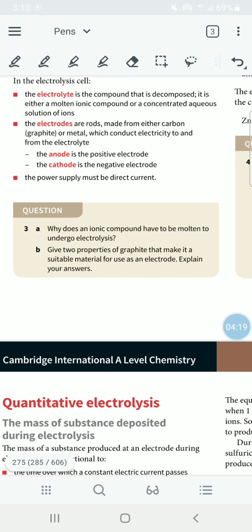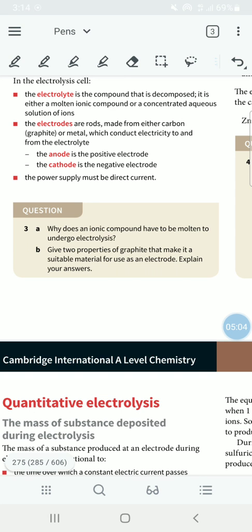So as soon as graphite is said, you should remember that graphite is able to conduct electricity because it contains delocalized electrons, right? Because they have delocalized electrons, they can move through these graphite layers, and it can conduct electricity. So that is one property. The other one is it has a high melting point because it has a giant covalent structure, and these covalent bonds are quite strong. As a result, it would not melt due to the high temperatures of the electrolytic cell.